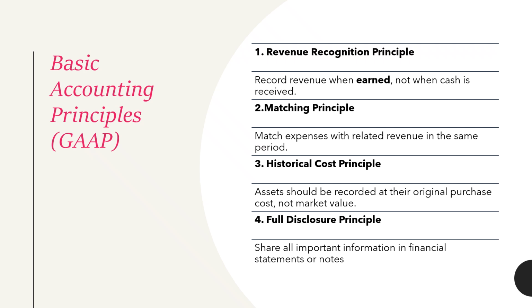The second one is matching principle, and it says that match expenses with relatable revenues in the same period. For example, if you sell a product in March, record both the sale and the cost of the product in the same month of March. The third one is historical cost principle that says that assets should be recorded at their original purchase cost, not at the market value. Like if you buy a land for rupees 100,000, you should keep it in the books at rupees 100,000 even if it is now worth rupees 150,000.